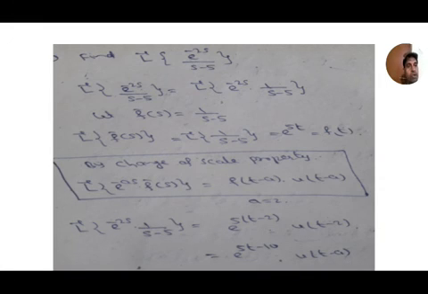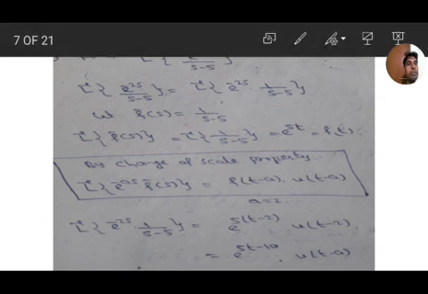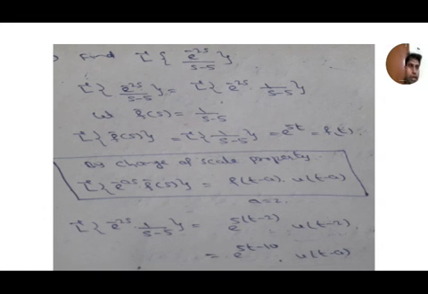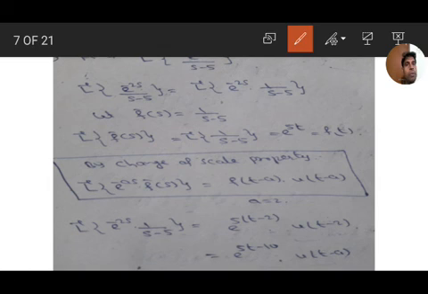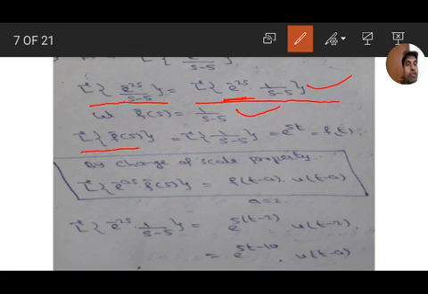Find L inverse of e to the power of minus 2s by s minus 5. This can be written as L inverse of e to the power of minus 2s into 1 by s minus 5. So here, e to the power of minus as into f bar s, a equal to 2 and f bar s equal to 1 by s minus 5. So let f bar s equal to 1 by s minus 5, and L inverse of f bar s is L inverse of 1 by s minus 5.